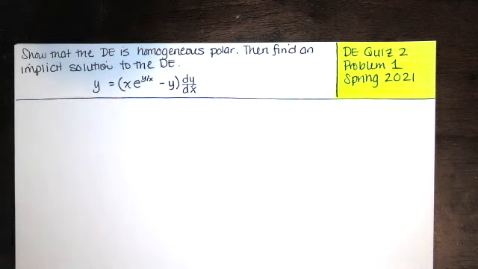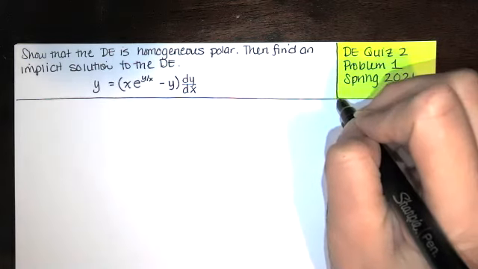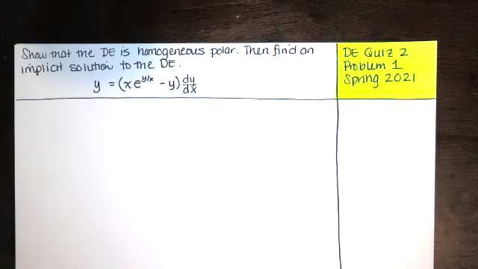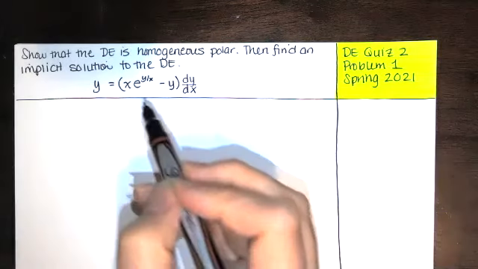But I want to show you how to do the very beginning of the problem. So the problem statement says, show that the differential equation is homogeneous polar, find an implicit solution to the DE. We're not actually going to do that. But first, let's talk about how to show that a differential equation is homogeneous polar. There are 3 ways to do it.